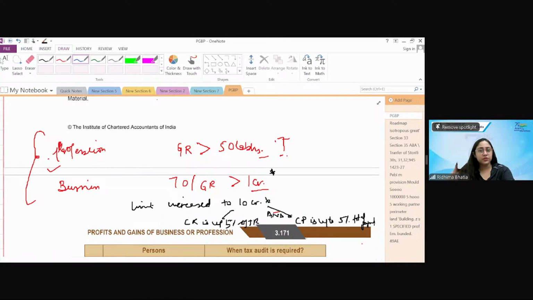But Vignesh's question, which was very good in today's class, was: if, ma'am, I have 2 different businesses, then how would things apply? Similarly, if I have one business and one profession, then for each business, I have to see the limits accordingly. For each profession, I have to see the limits accordingly.